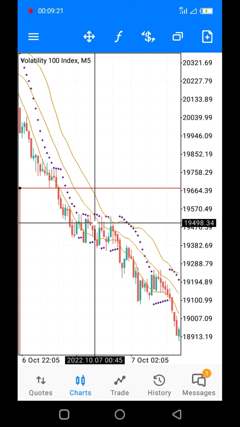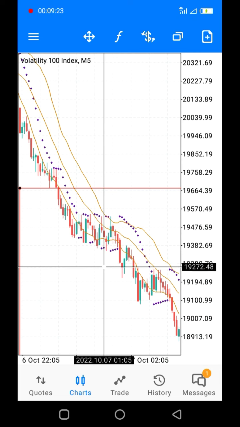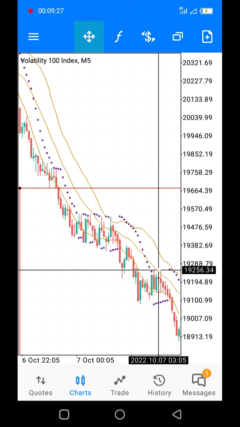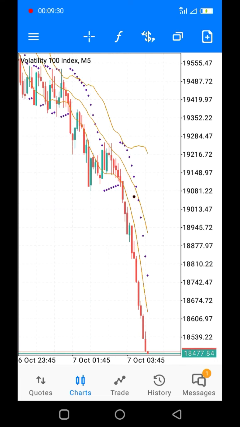So this one again, the market came down and you won. It came down and you won. You can see like that, the market keeps coming down. So that is it.